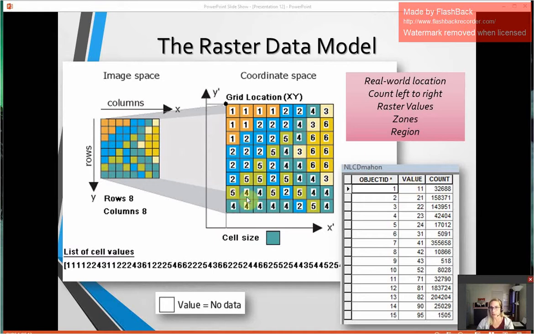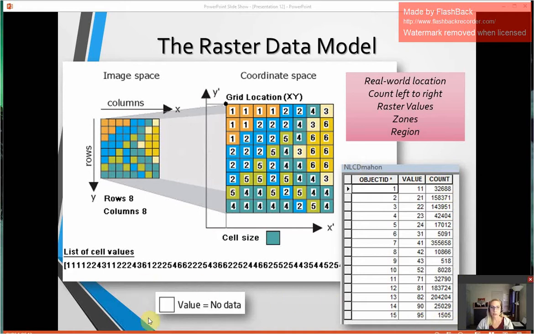And what's happening when we're looking at this coordinate space or this grid location is every time the number 11 occurs, or let's even say the number 4, say an instance down here, it counts it in the image that we're analyzing in ArcMap, and we get the count of it here. So in this particular picture that this attribute table was based on, the value of 11 occurred 32,688 times. So you can see we're getting pretty high numbers here, and it has a lot of implications for our processing that we'll discuss later.